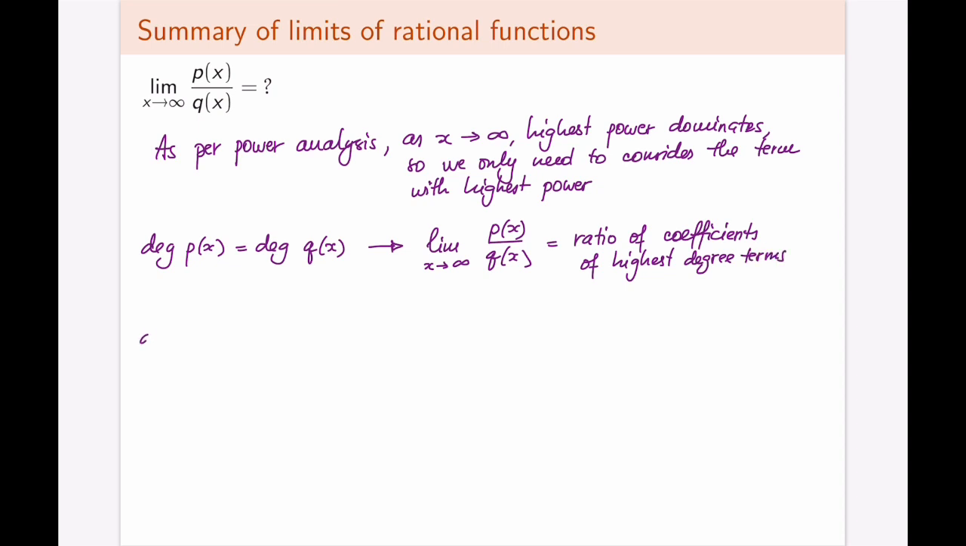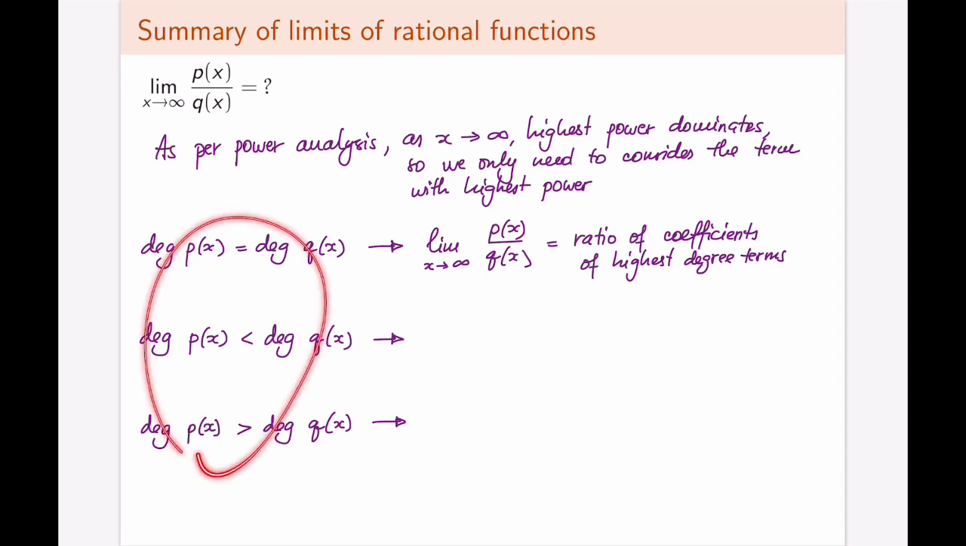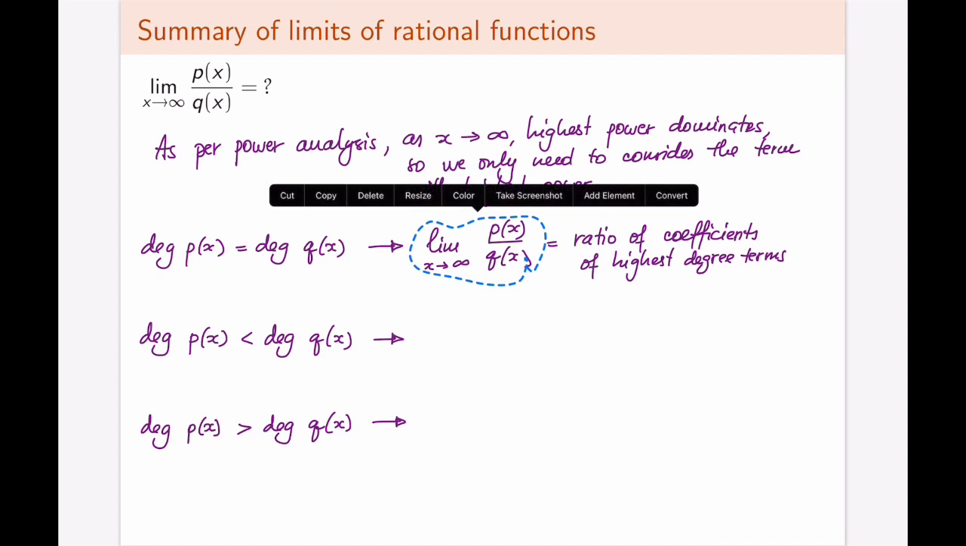And then I have 2 other cases. I have the case if the degree of the top is less than the degree of the bottom. And finally, the case that the degree of the top is bigger than the degree of the bottom. These are really my only 3 cases because these are the only 3 possibilities. If you're comparing 2 values, they're either going to be equal, or one is going to be less than the other, or vice versa. So then, in this case, what can I say about the corresponding limits?